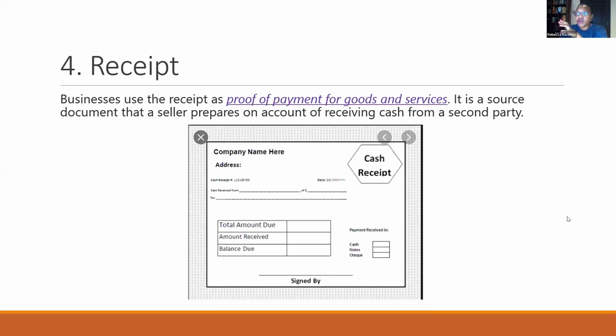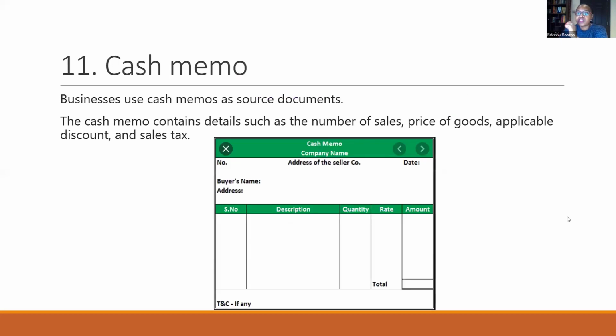So that is the difference between the cash memo and the cash receipt. The cash receipt only shows proof of payment. The cash memo goes into the detail of the number of sales, the price at which you sold, the rate, also the price, the quantity, the description, if there are any discounts, any taxes, all those will be shown on what we call a cash memo.